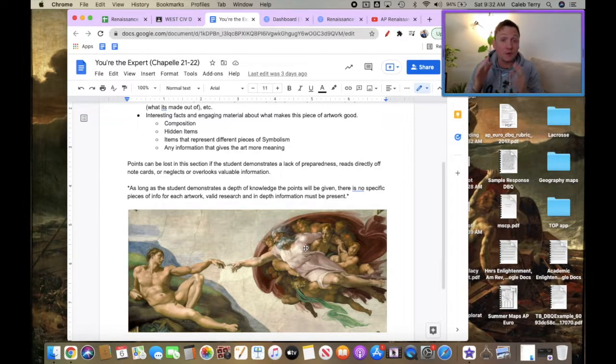Now, remember, you also want to focus on interesting facts and engaging material, like hidden items that represent different pieces of symbolism, and any information that gives your art meaning, right? Other fun stories to focus on are things that have happened to it over time, parts of its story and history. For example, the Mona Lisa was stolen for about 4 years. I am going to be doing an example presentation of the Mona Lisa, recording that this week and posting it onto my flipped classroom so you can use that as a good example for an artwork presentation.